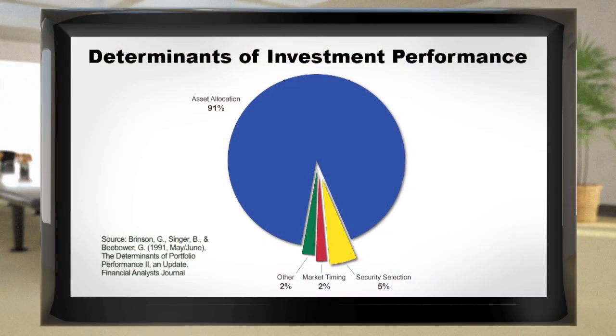In fact, the results of an academic study shown here supports the statement that allocation decisions account for over 90% of the variability in returns earned by investors. An investor's ability to pick the right stocks and time the markets accounts for only 5% and 2% respectively. In other words, the things that everyone pays the most attention to have hardly anything to do with the investment results. That's why we focus our research on determining the best possible asset allocation.